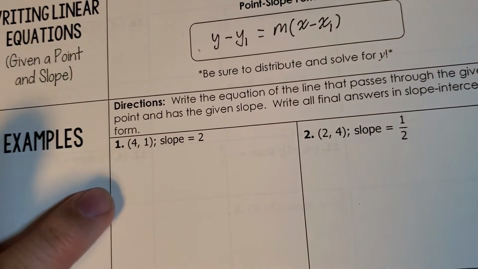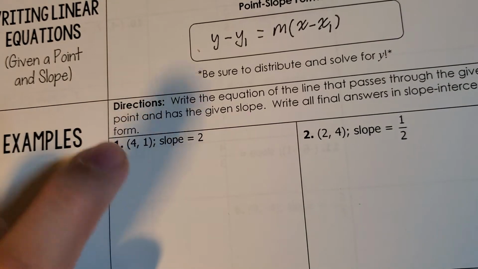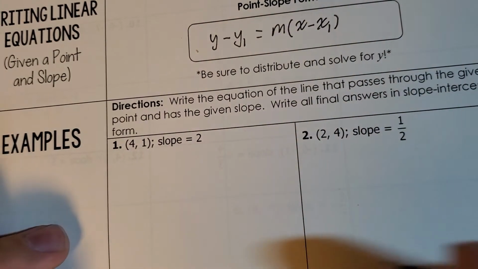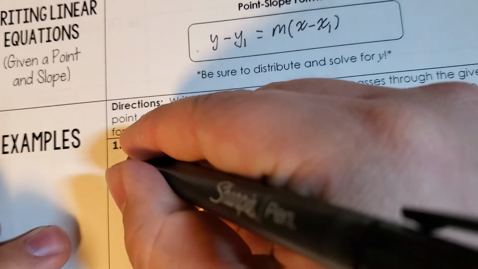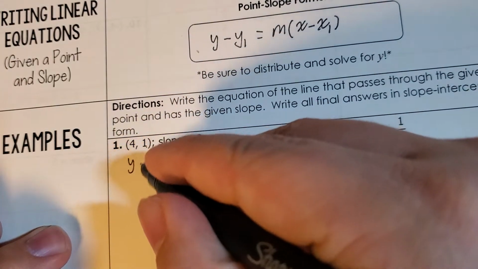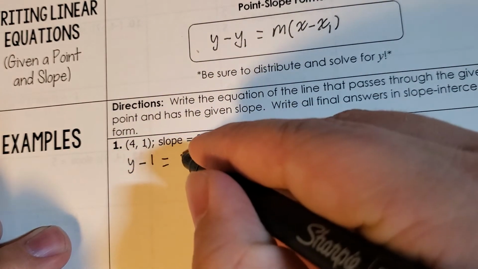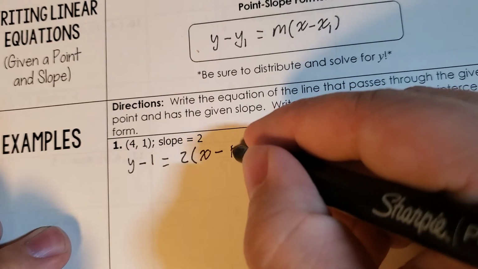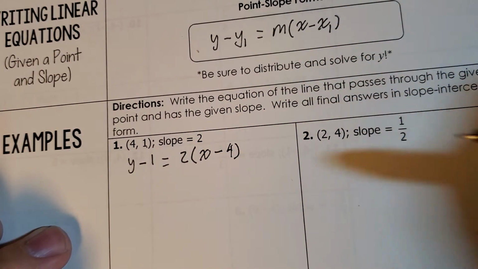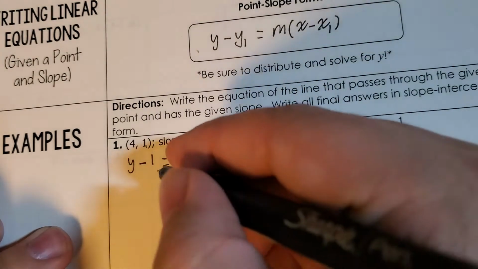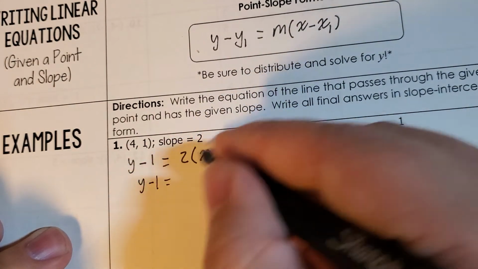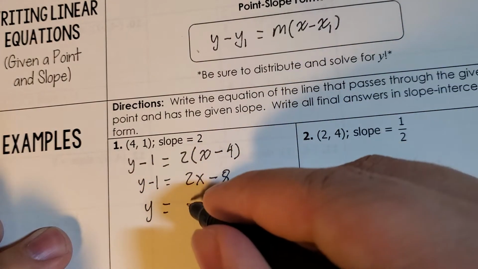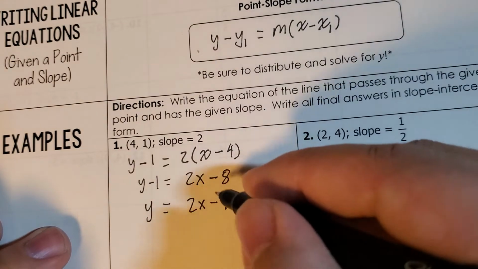Our question gives us the point 4, 1, so we know that this point is on the line, and that the line has a slope of 2. We're going to use this formula up here, and I'm just going to put in the pieces. So y1 in this case is 1, slope is 2, and x1 is 4. We want to make sure to distribute and then solve for y. So we'll rewrite this, y minus 1 equals, using our distributive property, 2x minus 8, and then we're just moving that over, y equals 2x minus 7.